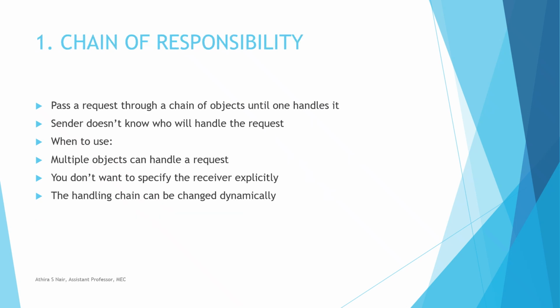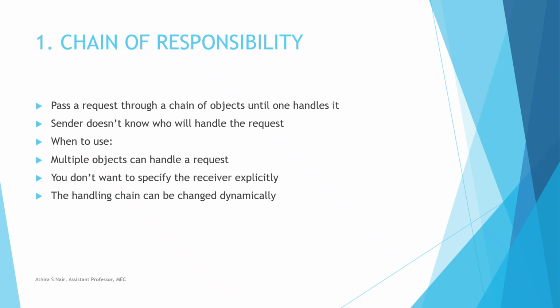The first type is chain of responsibility. This avoids coupling the sender of a request to its receiver by giving more than one object a chance to handle the request. So chain the receiving objects and pass the request along the chain until an object handles it.